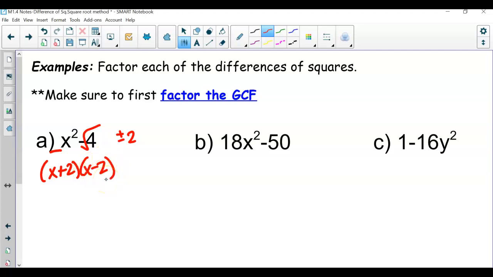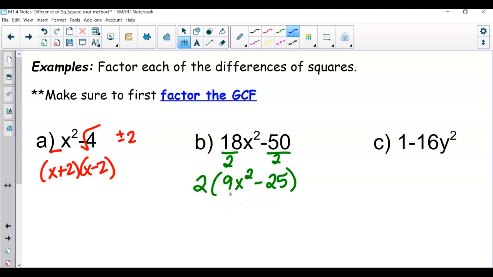So then here now, notice, do we have a GCF? Yes. Between 18 and 50, let's think about that. What is the GCF? Well, they're both even, so I can divide both by 2. So I'm going to take out that GCF here, divide that out, and I'm left with 9x squared minus 25. Now, do 9 and 25 have any common factors? No. So 2 was the GCF.